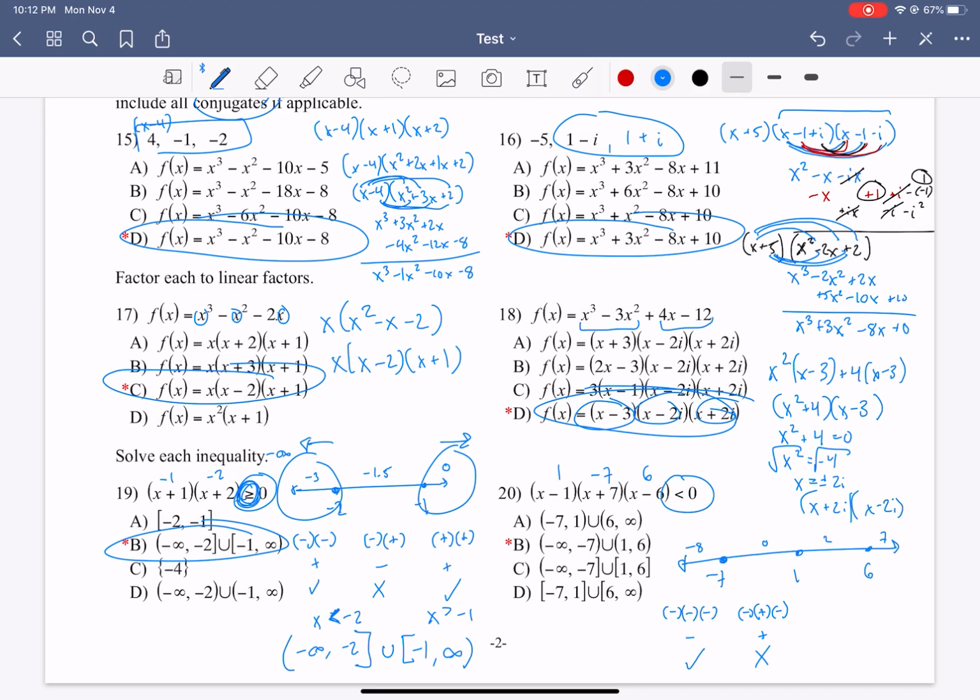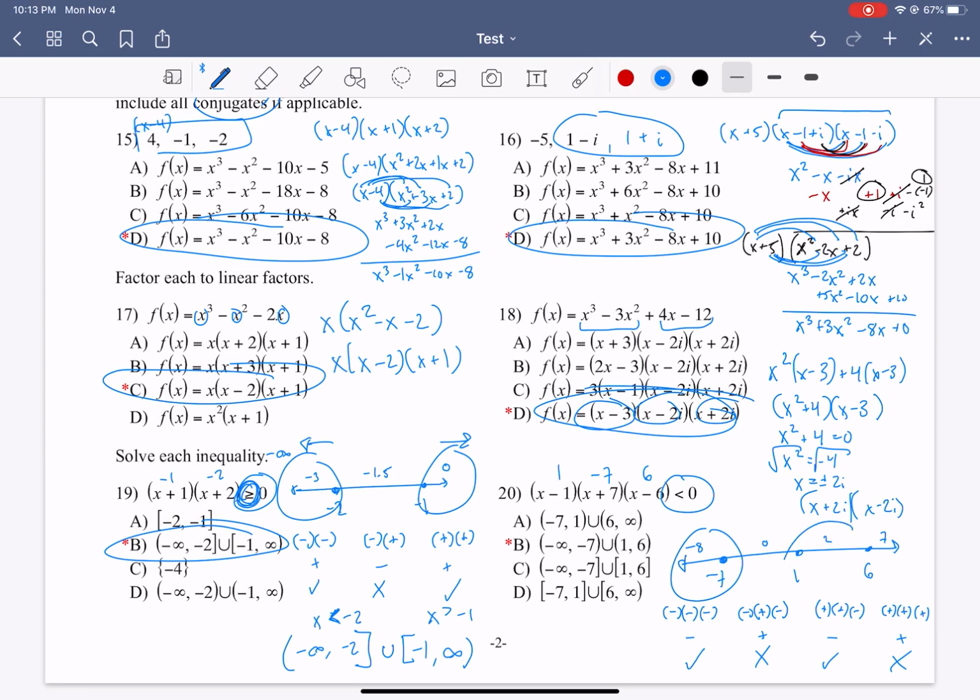So 2 minus 1 is positive. 2 plus 7 is positive, and then 2 minus 6 is negative. So altogether, that would give us a negative. Negative is less than 0, so that's in our solution set. And then let's lastly check the last interval. We have 7 minus 1 is positive, 7 plus 7 is positive, and then 7 minus 6 is positive. So altogether that would be positive, and that's not in the solution set.